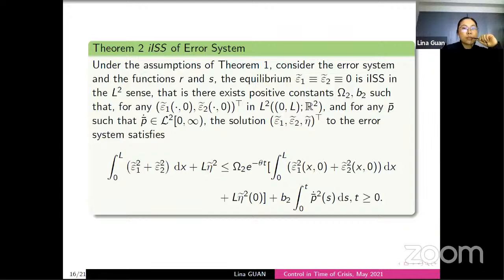Theorem two is about the integral input to state stability of the error system, and the assumption of theorem one. Consider the error system and the functions Rx and Sx. The equilibrium is integral input to state stable in the L2 sense. That is, there exist positive constants omega 2, P2 such that for any initial condition in L2 space, and for any P bar, the solution to the error system satisfies the following inequality.